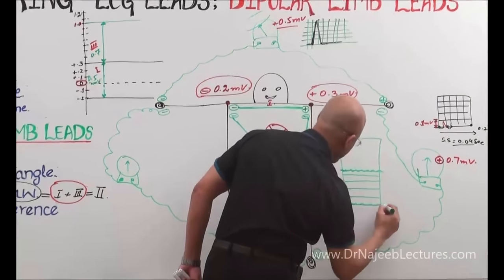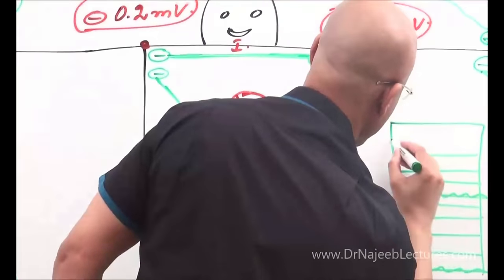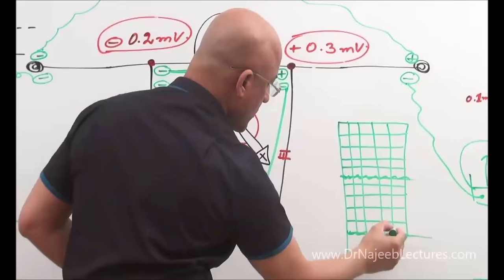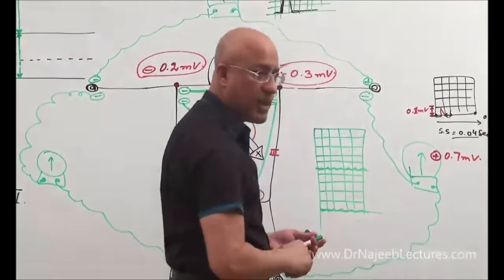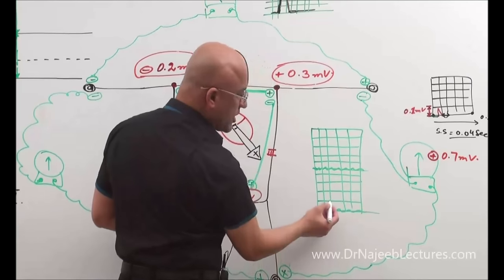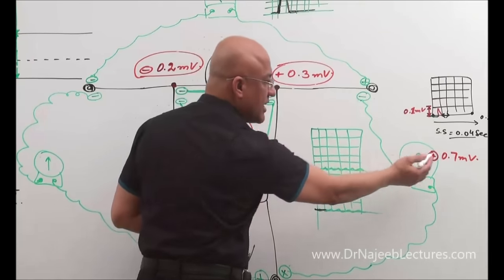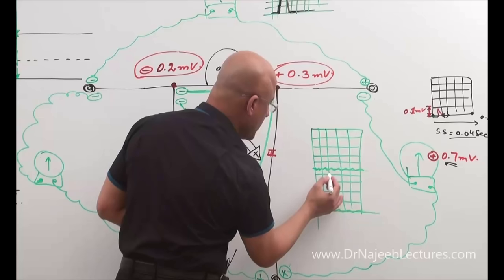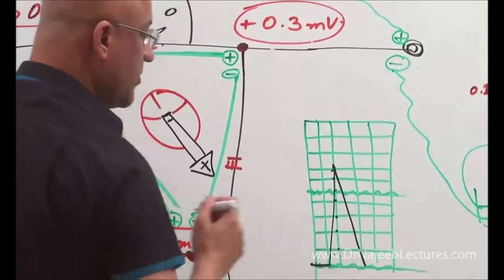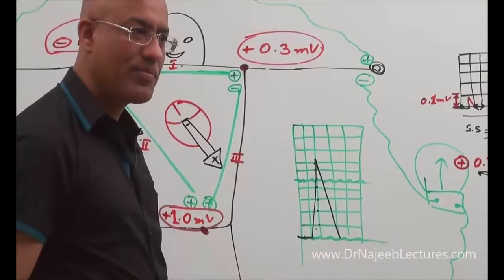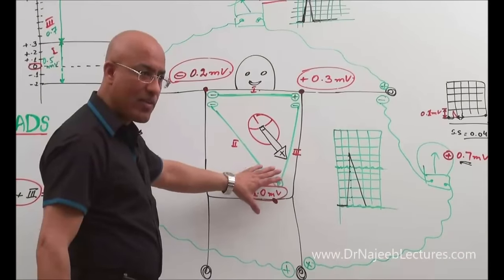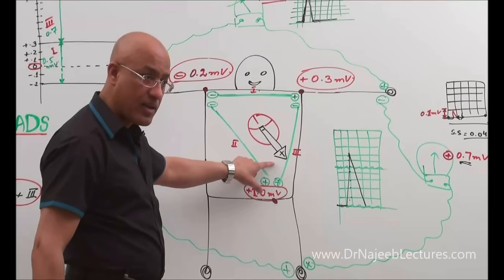Now if it is 0.7 millivolt, let's suppose we make our zero line, this is the thick line. You understand? When this needle will deflect positively from the zero line, how much will it deflect? If one small square is 0.1 millivolt, so how many small squares? 7. So 1, 2, 3, 4, 5, 6 and 7. So this will be the height of QRS in lead 3. You understand from where this came?